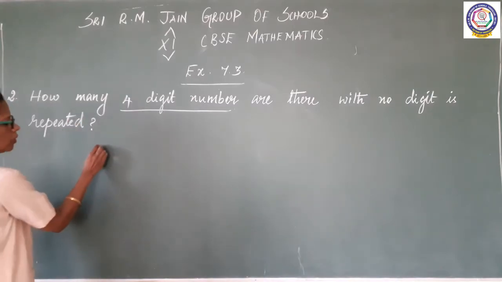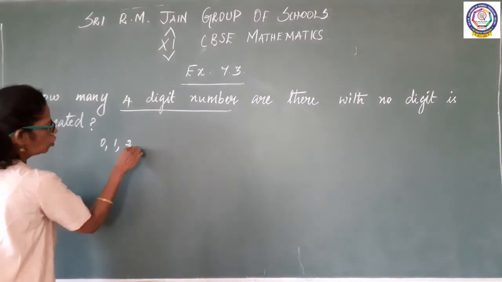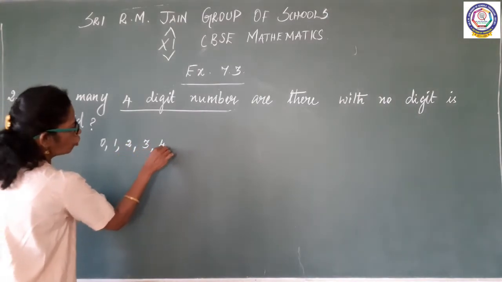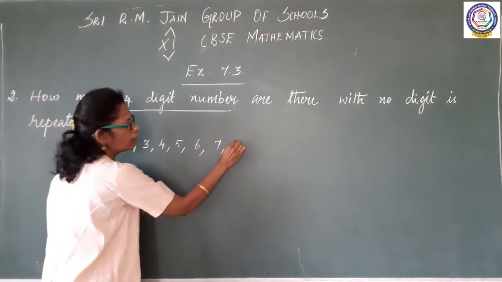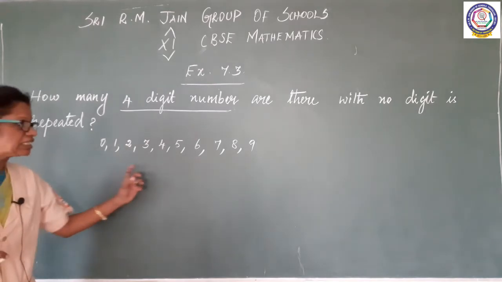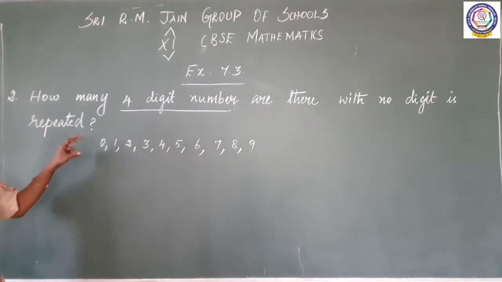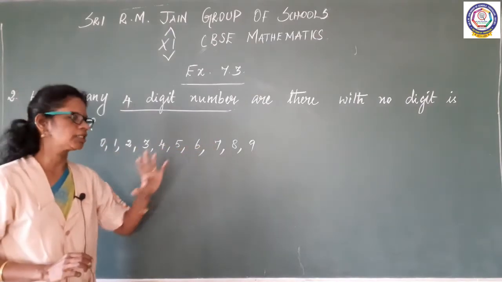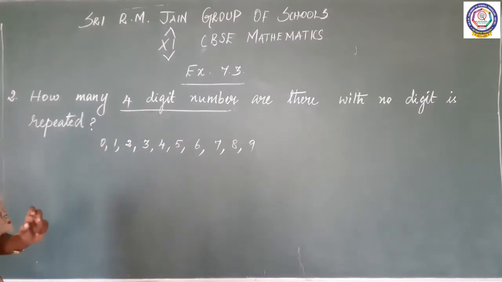What are the 10 numbers? See, 0, 1, 2, 3, 4, 5, 6, 7, 8, 9. Only 10 numbers. These 10 numbers only will do a wonderful job in mathematics, right? Here they are expecting a 4-digit number.